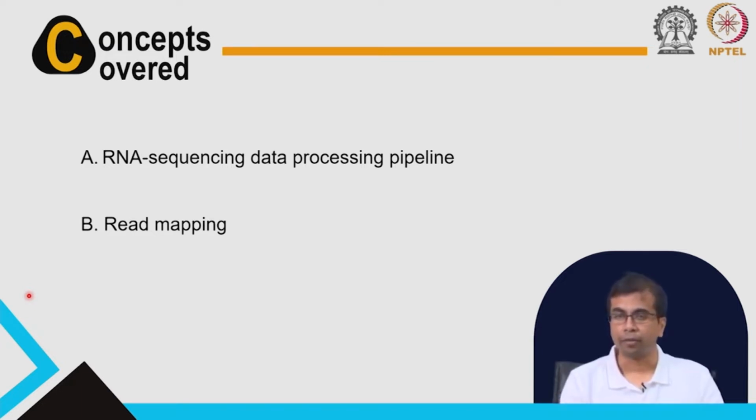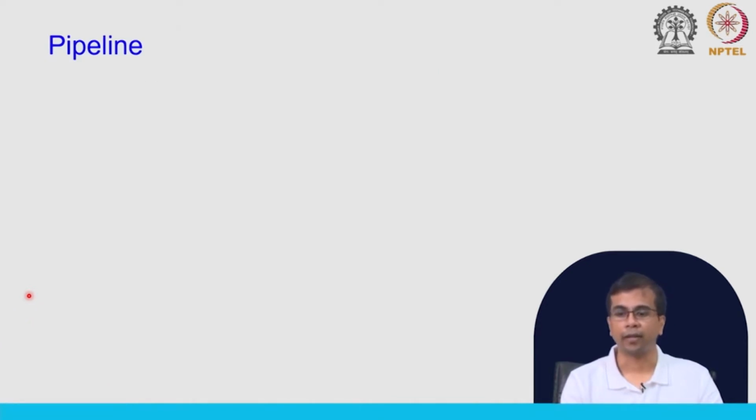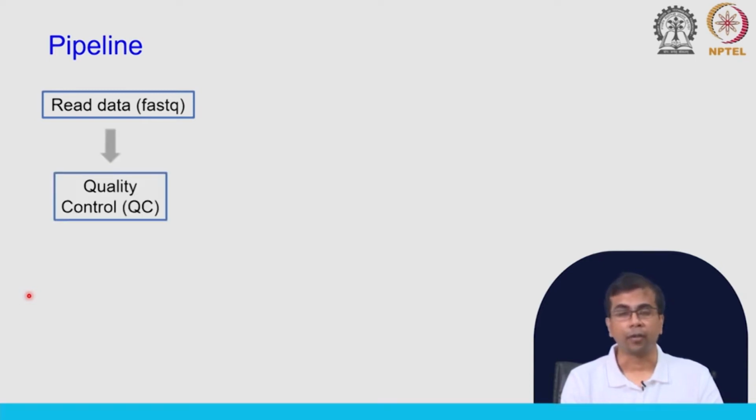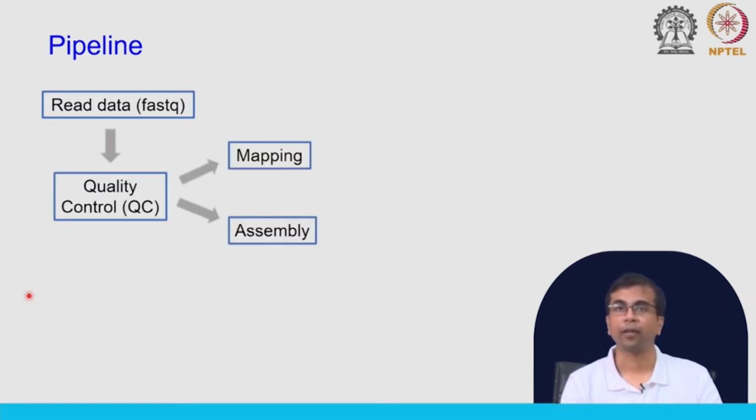So, here is the pipeline for RNA sequencing data. We have read data in FASTQ format, we do the quality control step or QC as before, then you have this mapping and assembly process. And sometimes even after mapping you can do an assembly to do the transcriptome assembly. If we are dealing with short read data, sometimes you would have to assemble the transcripts if you are working with these big transcripts.